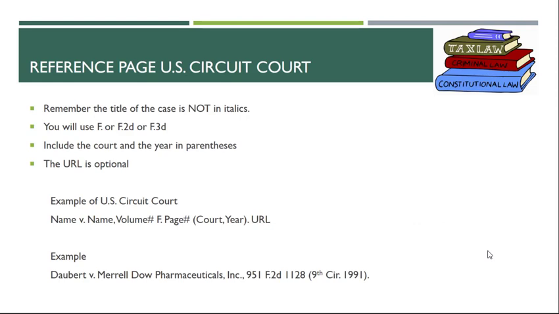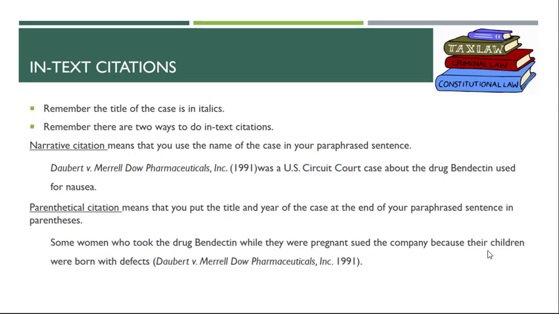This is an example of a reference page citation for the U.S. Circuit Court. Remember, the title of the case is not in italics on the reference page. You will use the abbreviation F or F2D or F3D for the title of the book that the court case is recorded in. You will include the court and the year in parentheses, and then again, the URL is optional. Here's an example of a U.S. Circuit Court case. Remember, the title of the case is in italics.